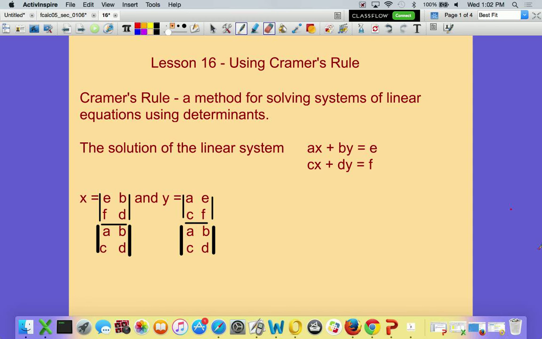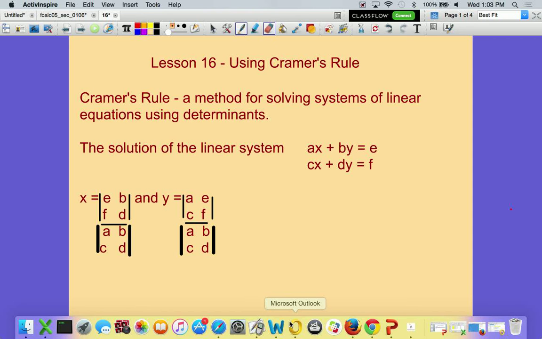One way to solve a problem, though, is by using what's called Cramer's rule. Cramer's rule is just a method for solving these types of equations using determinants. Alright, the system of equations that I have here, I have a whole bunch of variables in here. It is just to show where everything goes.